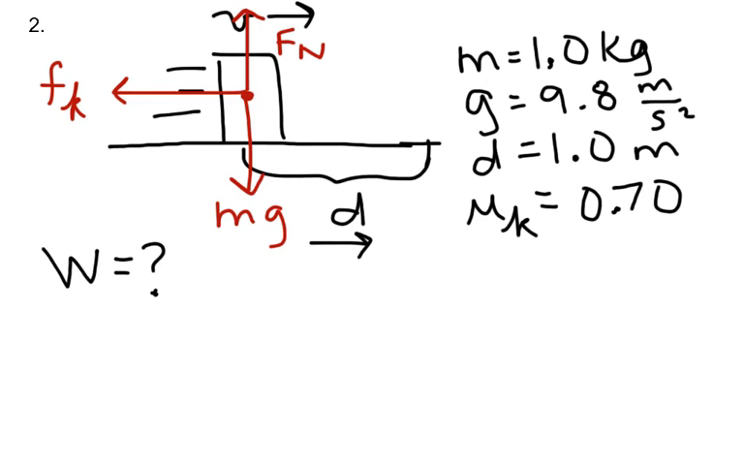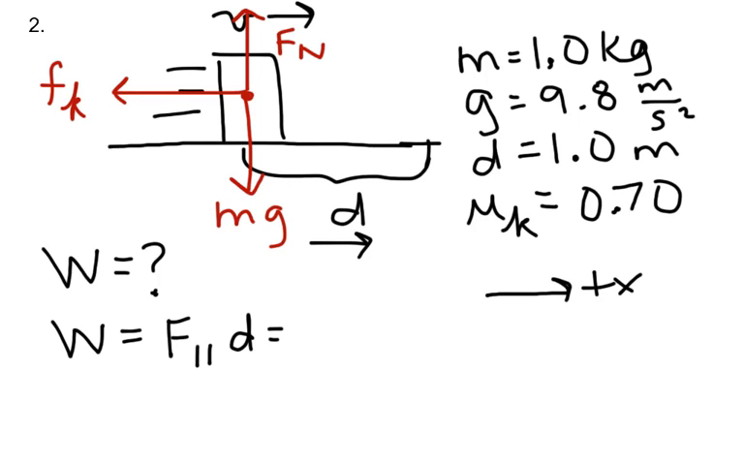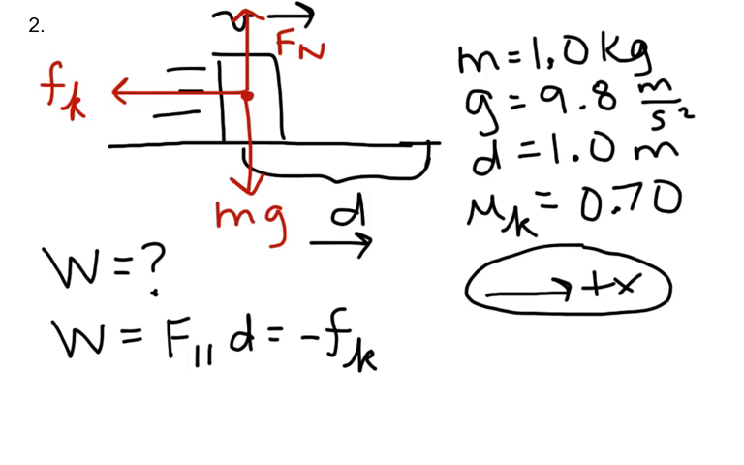Now, my formula for work is going to be the force multiplied by the parallel displacement. So the force in this case is the frictional force, as we've already talked about, but we also need to assign direction. So let's do that. Let's make right positive plus x. And when we do that, we see that my frictional force is left. So when I plug that in, we have a negative F sub k multiplied by my displacement.